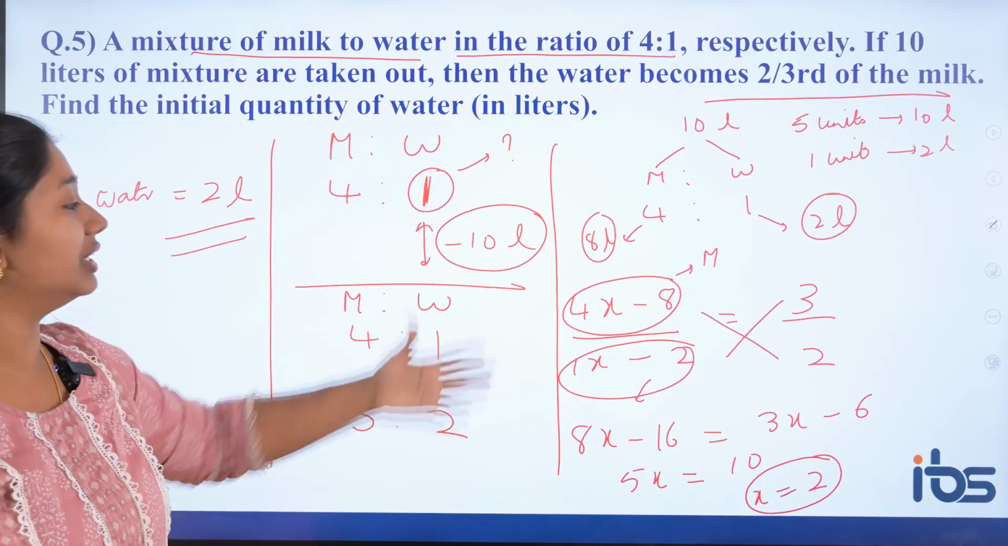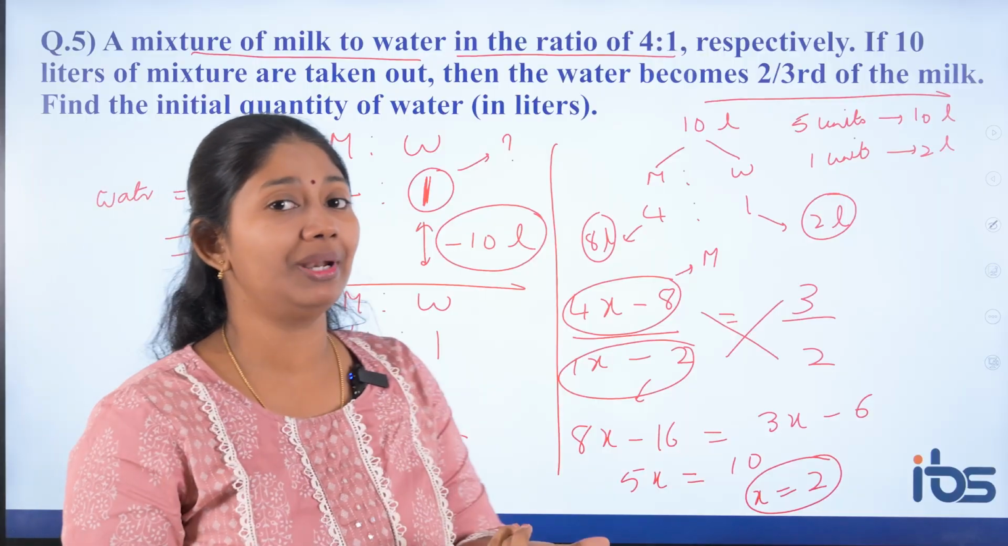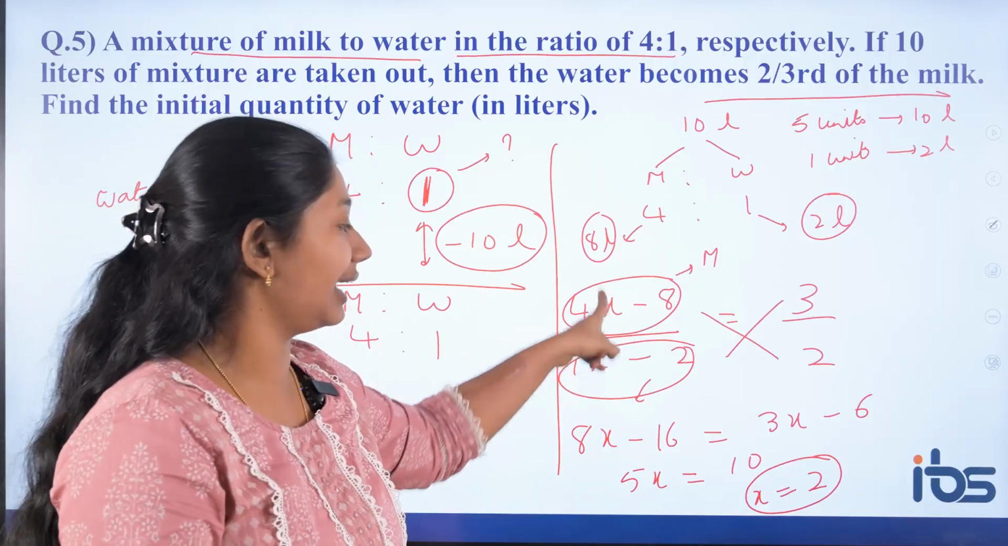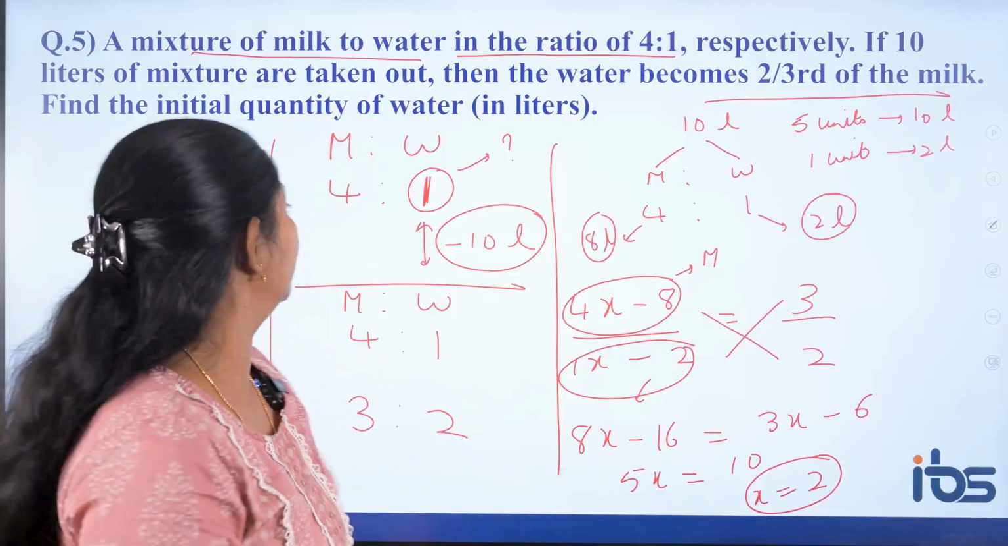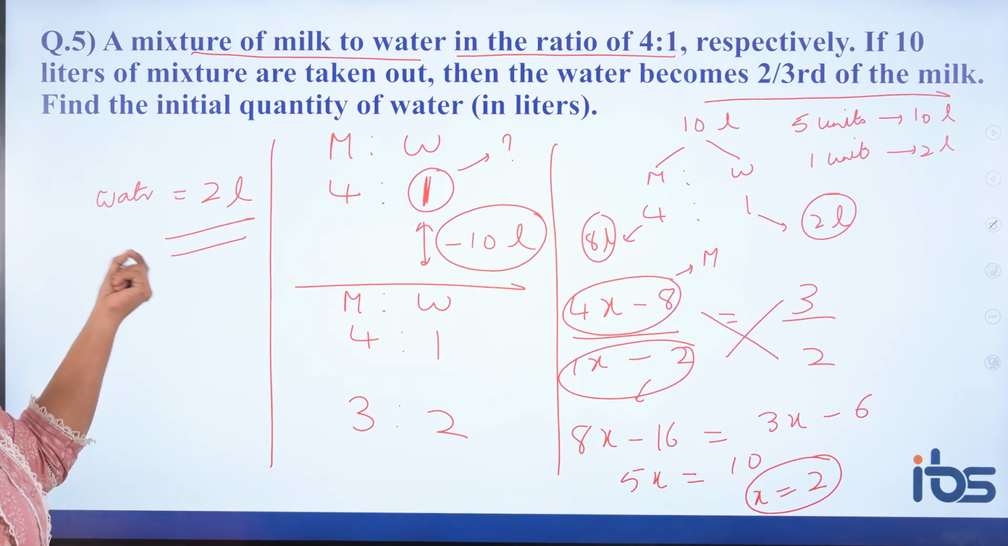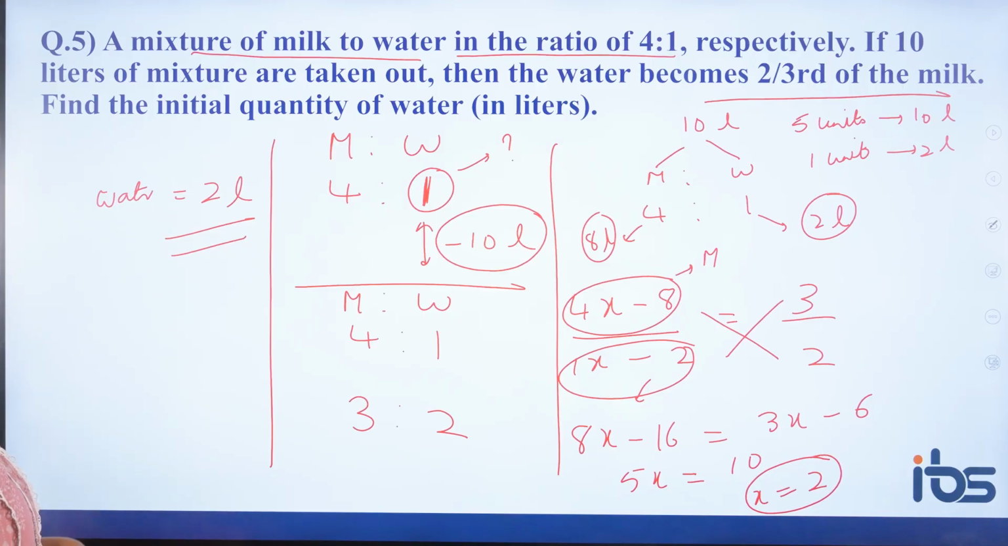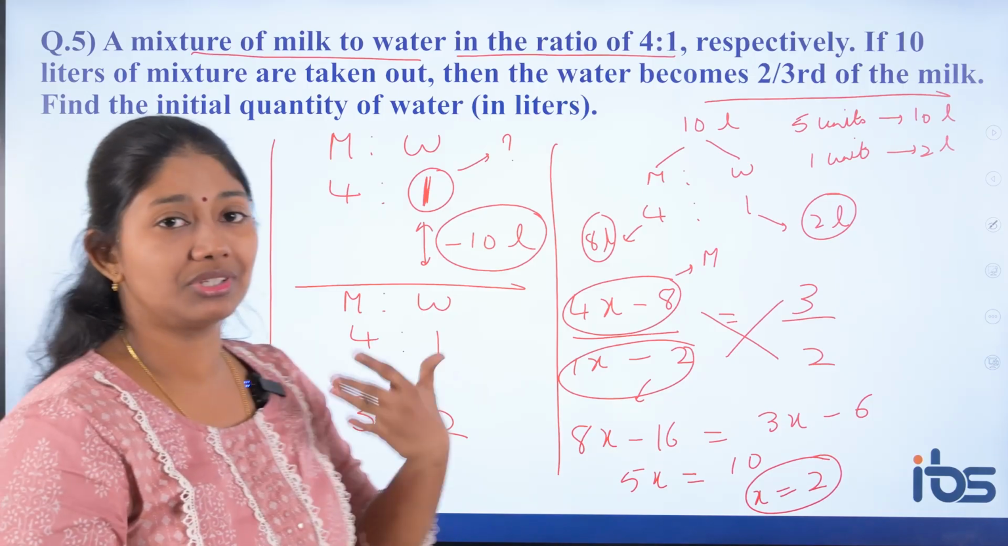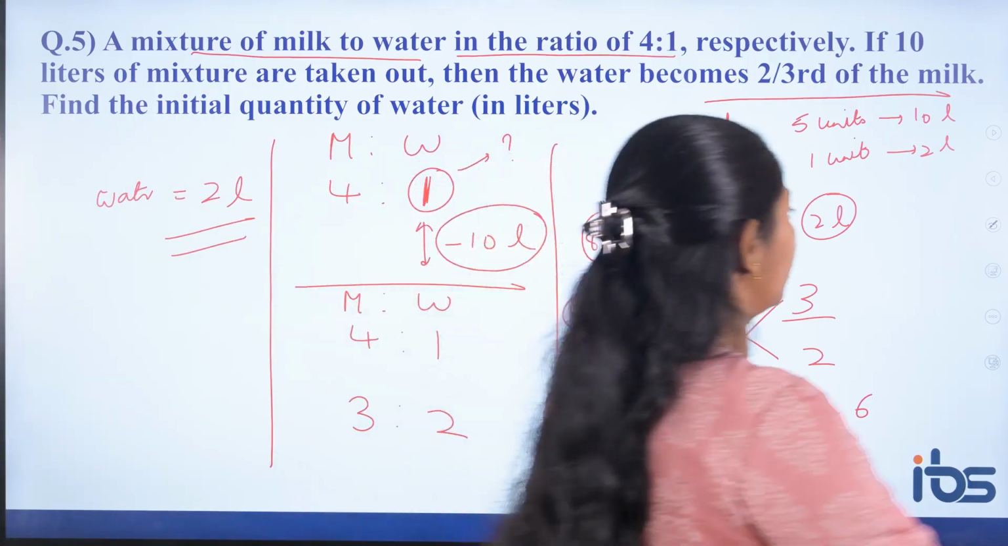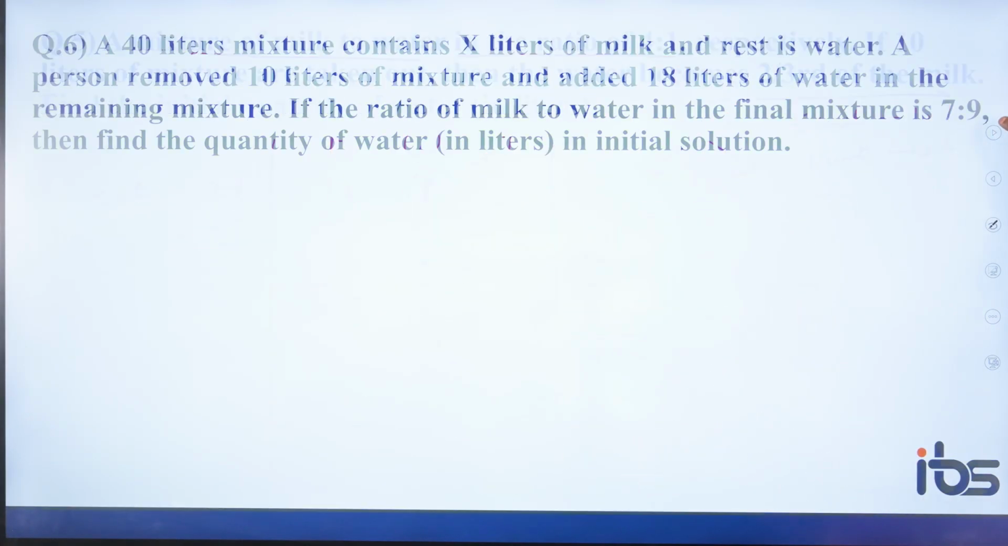So in order to convert a ratio to a number, we know we have to multiply it with a common factor, and that is the x. So from that, if you solve it, you will get the water initially it is 2 liters. So this is what, depending on the question, you have to change your approach. So moving on to the next one.